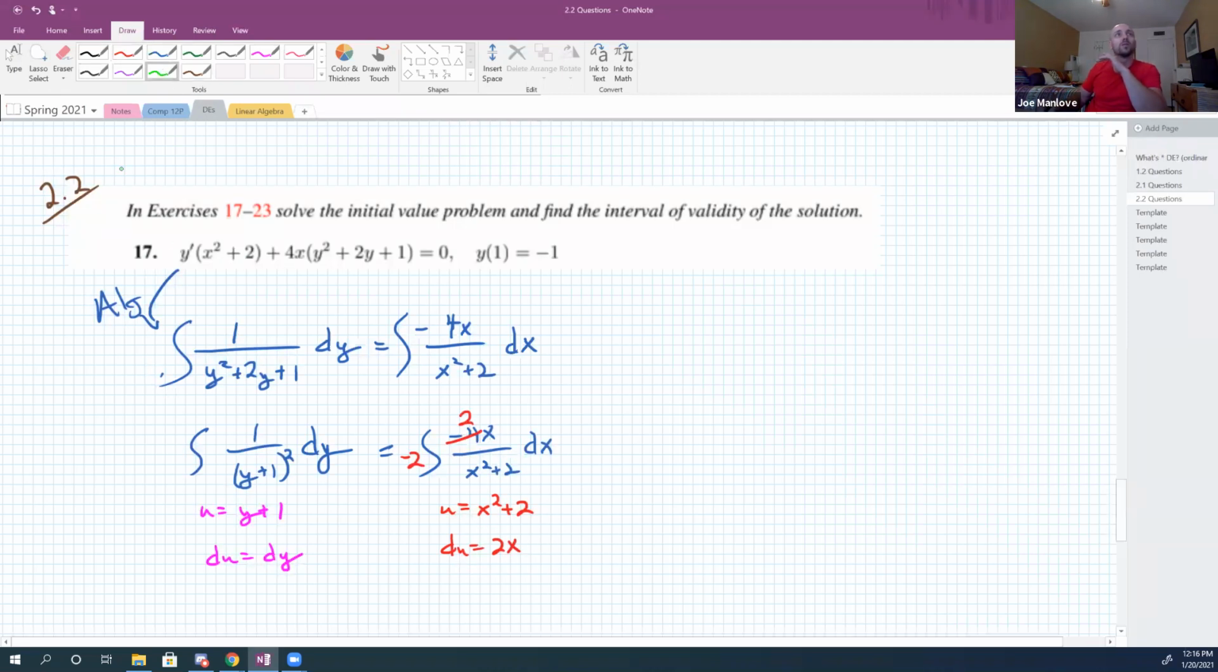Okay, so on the... Oops. I lost a dx. Okay, so in here I have that and this are my du, and on the other side, this is my du.